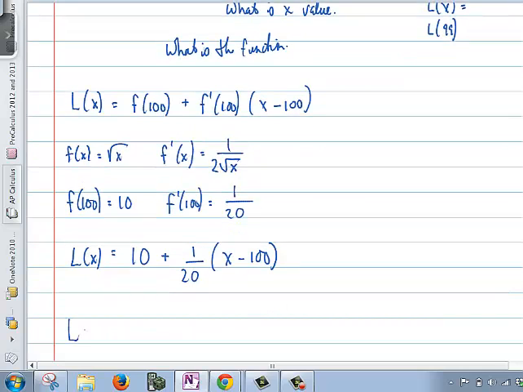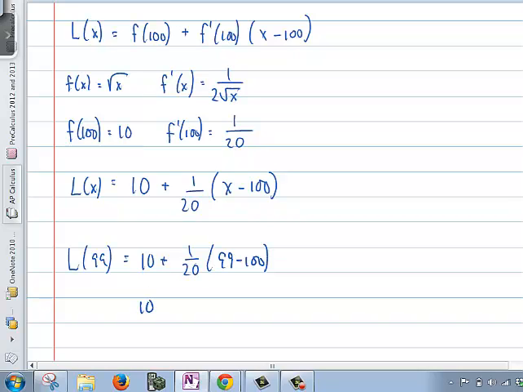So if you want to use this linearization to approximate the square root of 99, well, you can. You just plug in 99 for x, and you end up getting 10 minus 1/20th, which, 1/20th is 0.05, and you would end up getting 9.95 as your linear approximation. Let's see how close that is in real life.